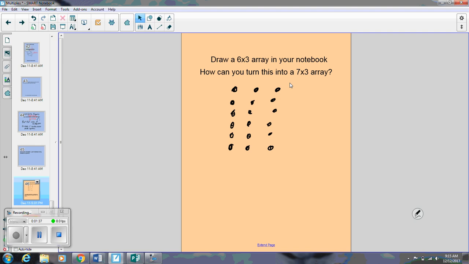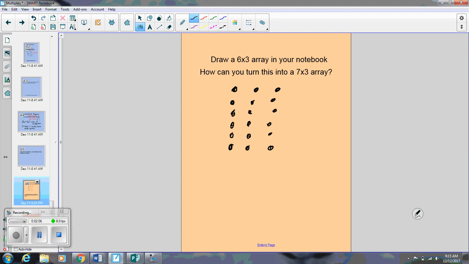Anyone want to do that a different way? Brian? You could add another group of 6 next to it. Can you add another group of 6? Alright, let's find out what that makes. If I'm going to add another group of 6, it's the 4x6. What does this now become, Brian? Is that the kind of array that I'm looking for? No, so I can't add another group of 6.